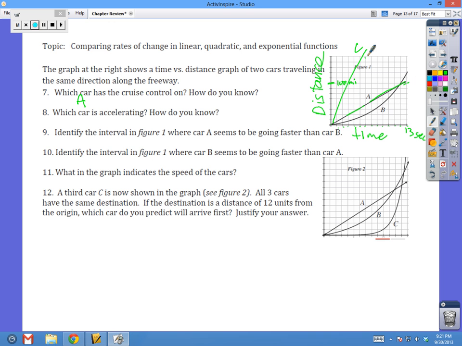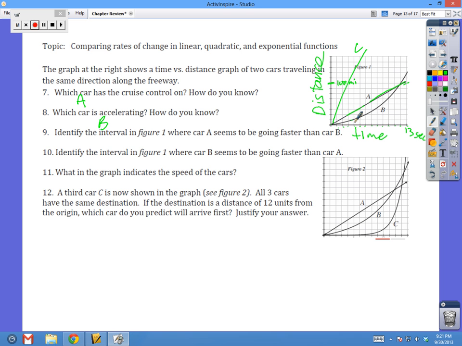But if you have line C, his speed is not changing, his distance is changing, but he is cruising down the road at double that. He's going pretty fast. Okay, which car's speed is accelerating? That is car B. And I know that because of the curve.